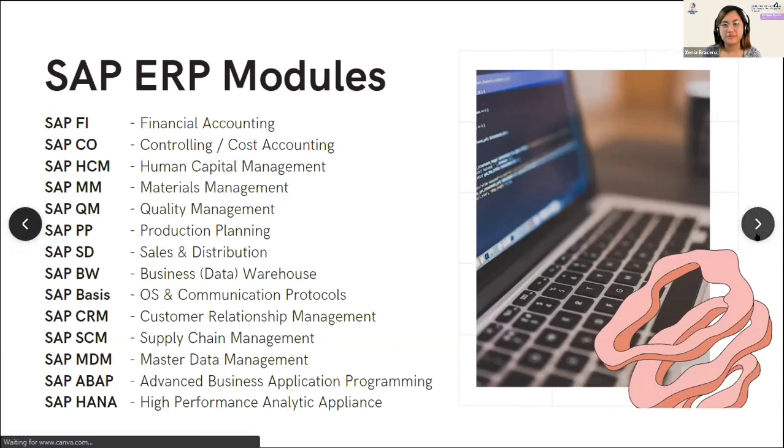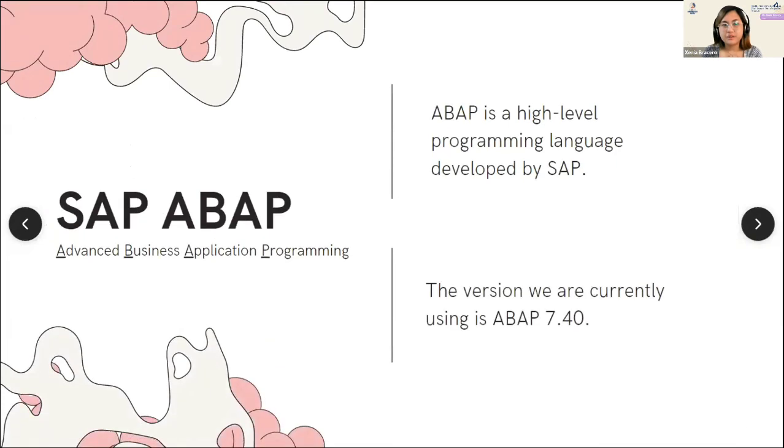So next slide, please. As I've said, SAP ABAP is Advanced Business Application Programming. It is a high-level programming language, specially developed by SAP. The version that we are currently using is ABAP 7.4. ABAP may be new to your ears, but its syntax is super easy to understand because it is high level, and it's somewhat like Python. They are at about the same level. So next slide, please.